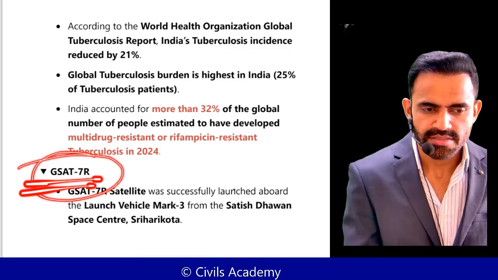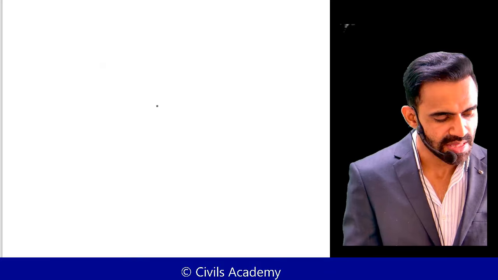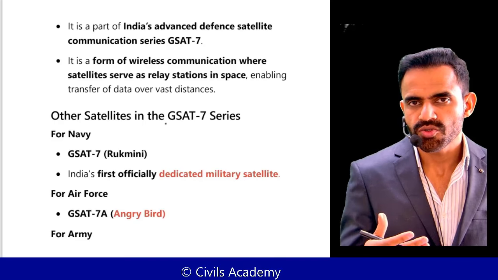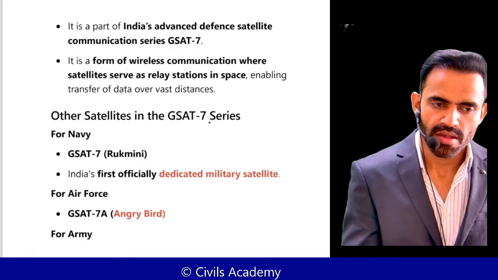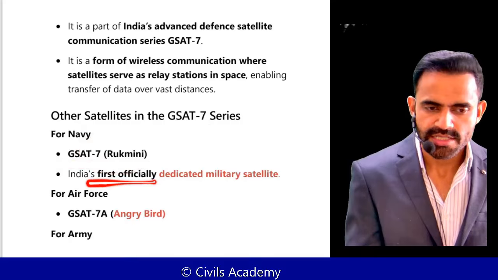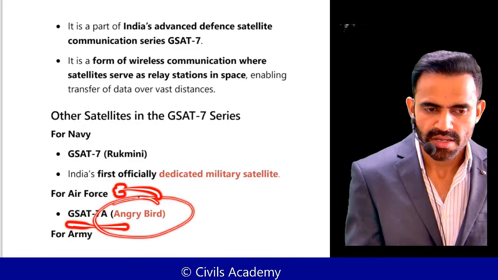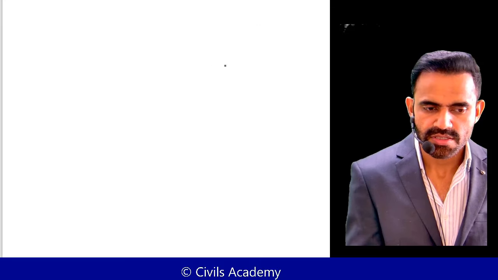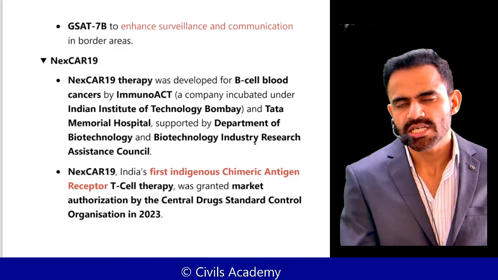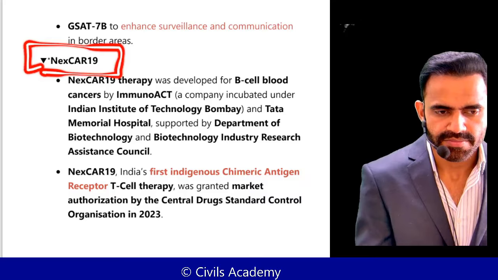Next is GSAT-7R. So it is a satellite which was recently launched. Now understand this GSAT series satellites. They are communication satellites used by our security forces. So the GSAT-7 Rukmini is first dedicated military satellite. GSAT-7A, this is used by Air Force, and then there is for Army also, that is 7B. So just remember they are communication satellites used by our security forces. Next, CAR 9. See, understand the concept of CAR.